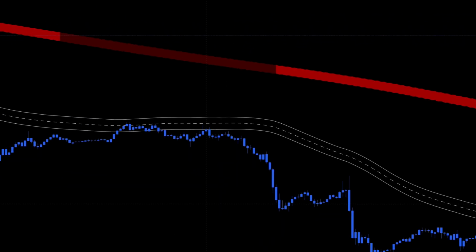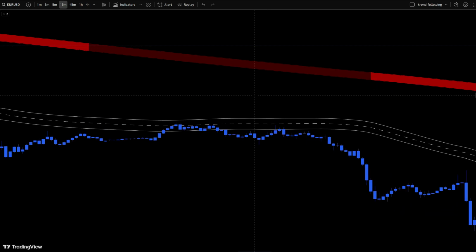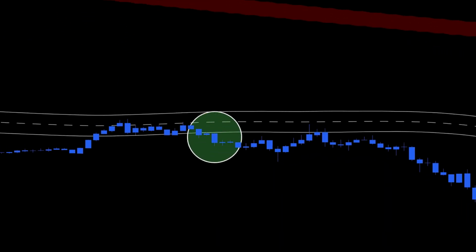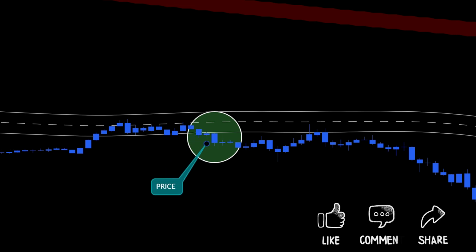After the pullback happens, the trigger I'd be watching for is a candle that breaks and closes back below the Zone Shift bands, signaling that the downward momentum might be resuming. That candle right there would be the point of interest.